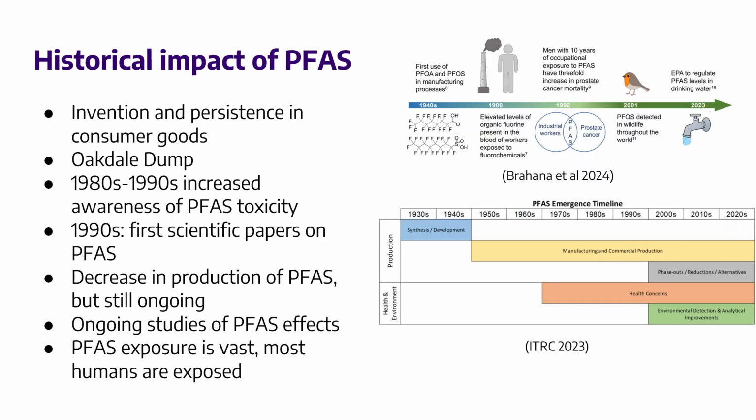PFAS was invented in the 30s with the invention of Teflon, and the invention of Teflon paved the way for Minnesota-based companies DuPont Corporation and 3M to manufacture various products and pure PFAS compounds. This caused the persistence in consumer goods later on during the 50s and 60s, as in the post-war boom, a lot of synthetic chemicals were used in these newfound consumer goods, and they were used for that purpose.